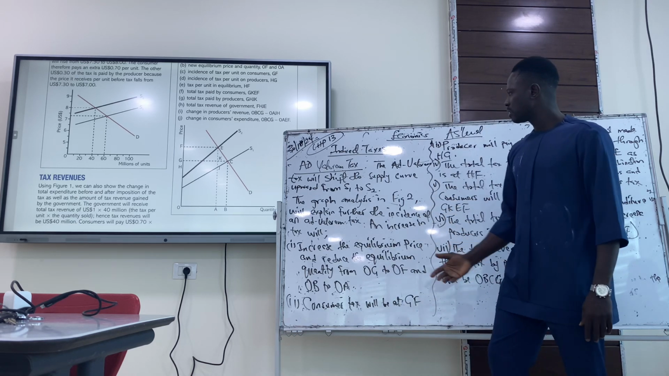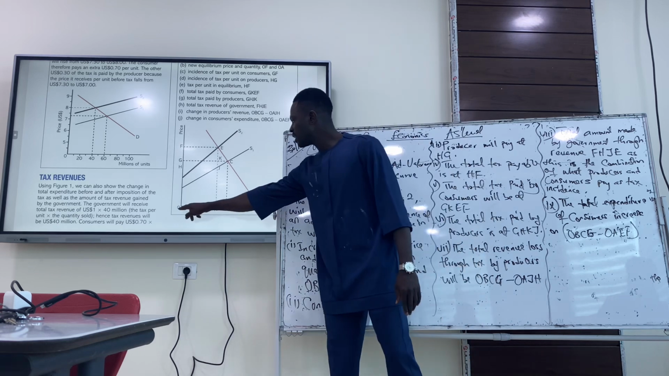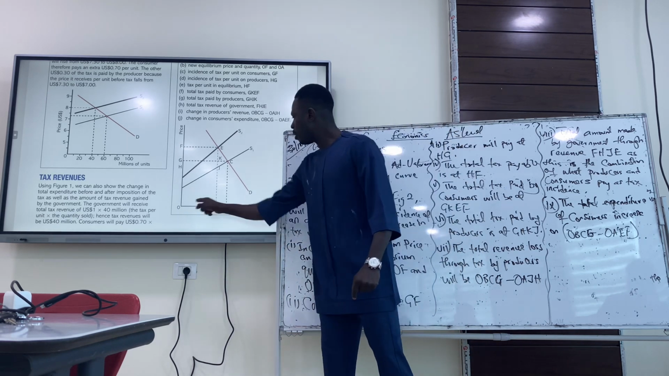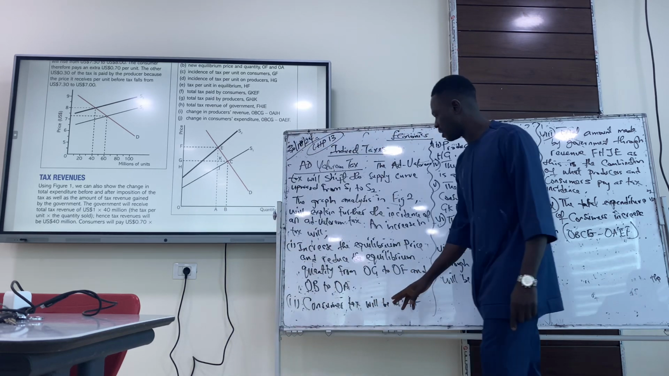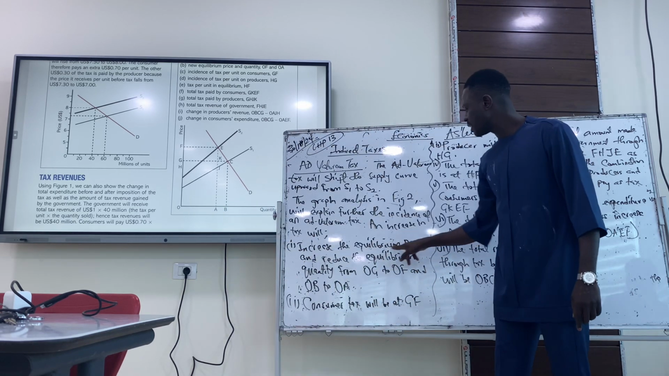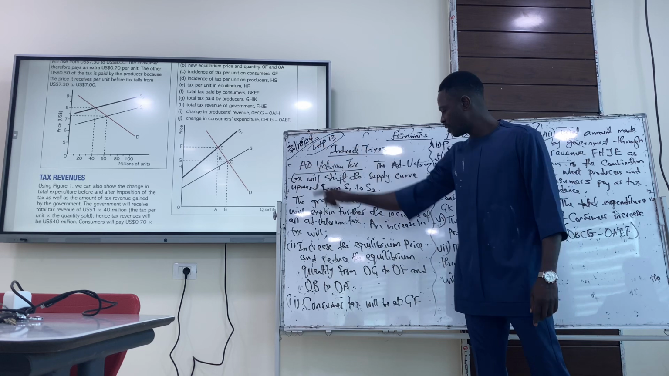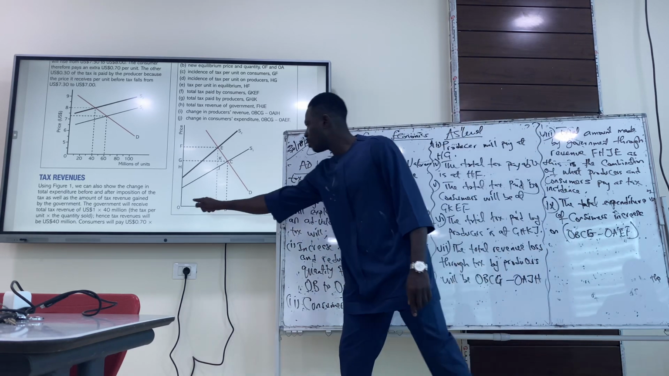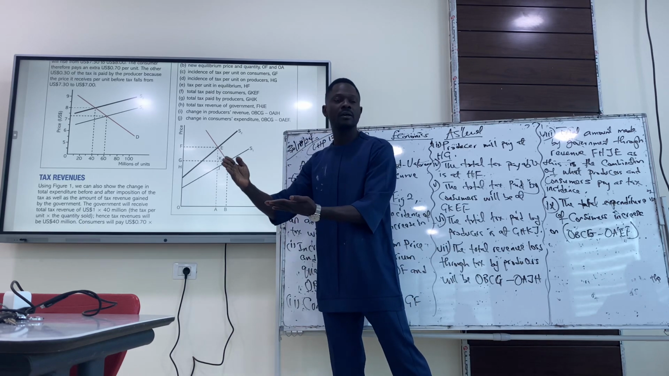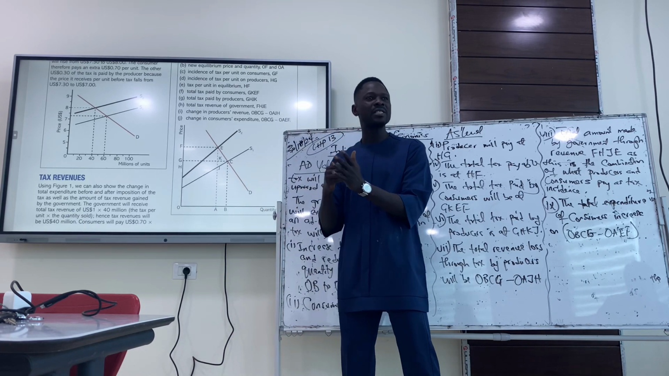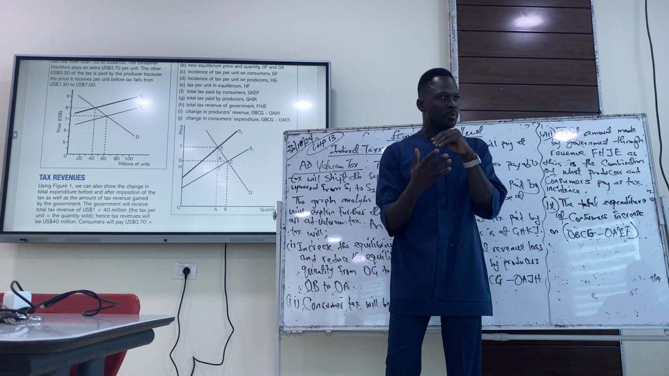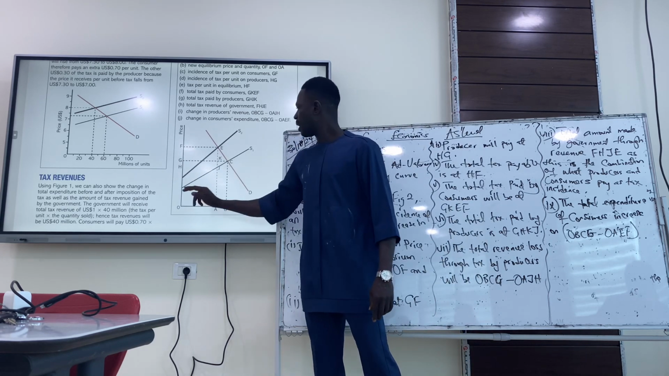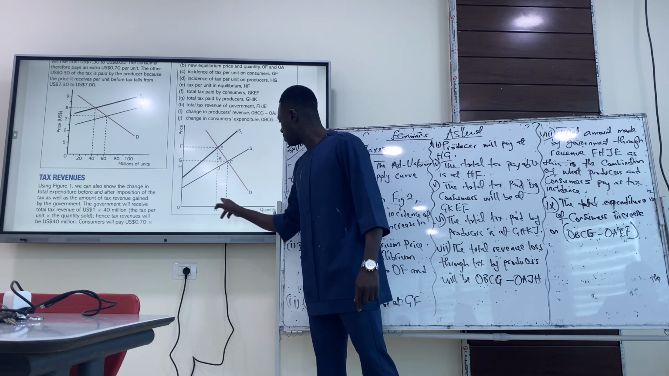Yes. The next thing, the quantity is OB. As soon as there's a leftward shift in the supply curve, from OB it becomes OA. So that is the point here. The equilibrium price increases, which we talked about, to OF. Then the equilibrium quantity will go from OB to OA. So from S1 to S2 will bring about an increase in the equilibrium price from OG to OF, and the quantity will reduce from OB to OA.